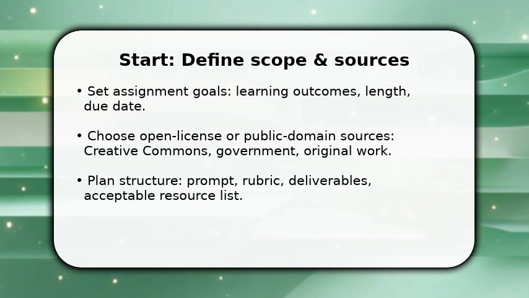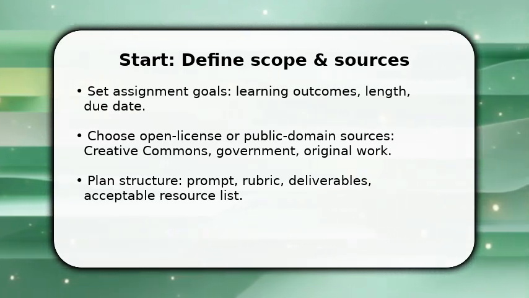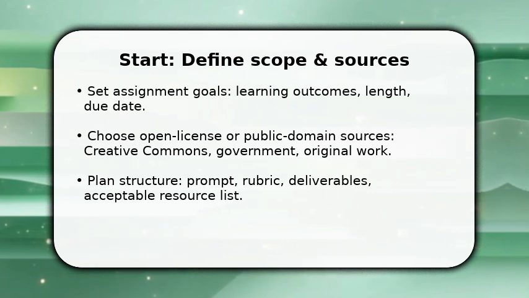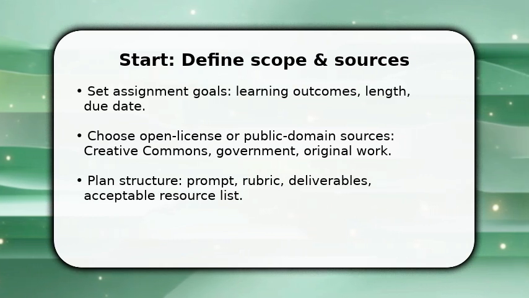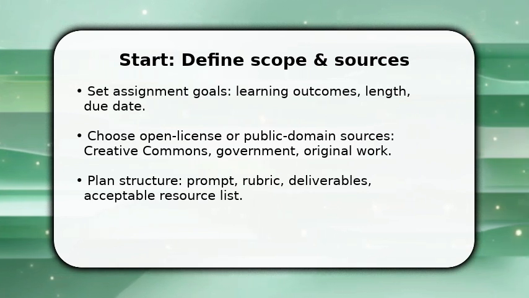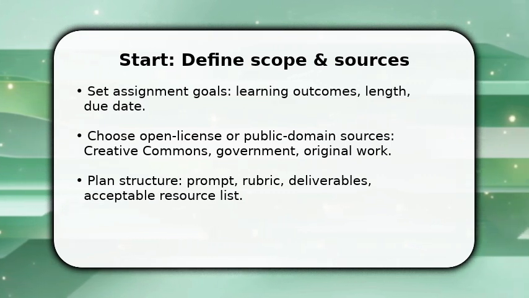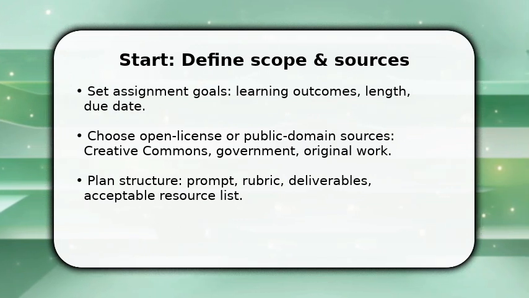You begin by defining clear learning outcomes and the exact scope. This shapes every choice. Once done, identify only open license or public domain materials and list them for students. Make sure to draft the prompt, rubric, and deliverables now so you control permitted sources. You'll avoid guessing later and provide immediate clarity. By starting with goals and vetted sources, you reduce risk and speed up creation.